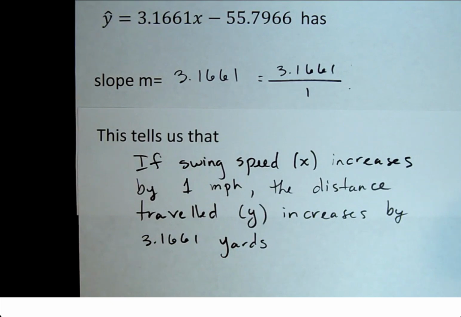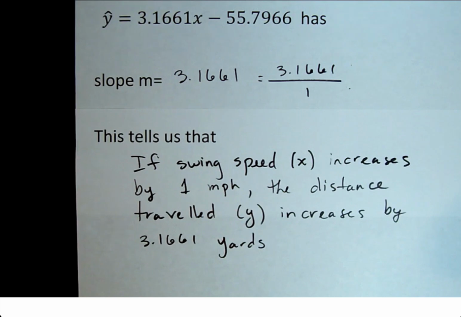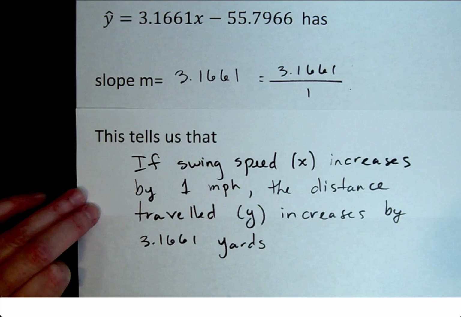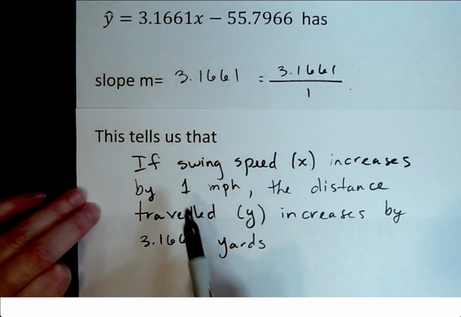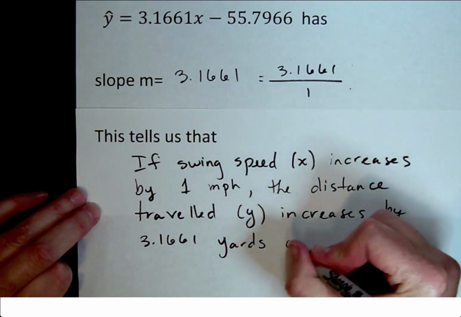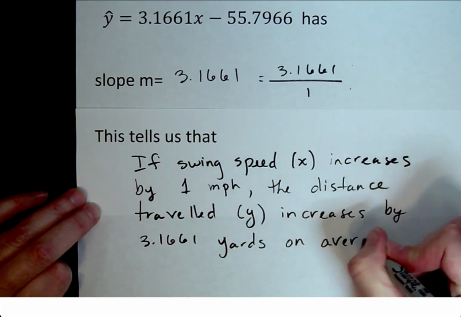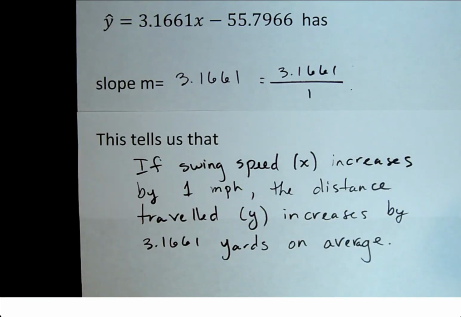Now, one thing that we do need to add here to make this not sound quite so definite: remember, this line is just an approximation of our data. It's what we think fits the data points best on average. So I can't say that the prediction is going to be exactly right. So the slope predicts that if the swing speed increases by 1 mile per hour, then the distance traveled is going to increase by 3.1661 yards. But I really need to say that it's predicting that that's what's going to happen on average. It's not an exact prediction. It's what we think will happen on average.